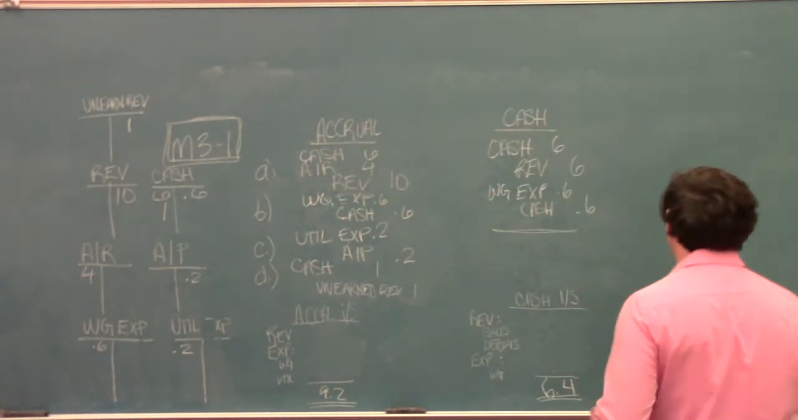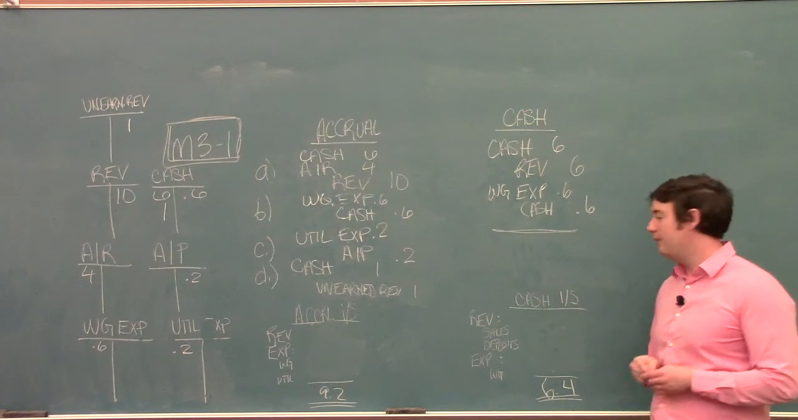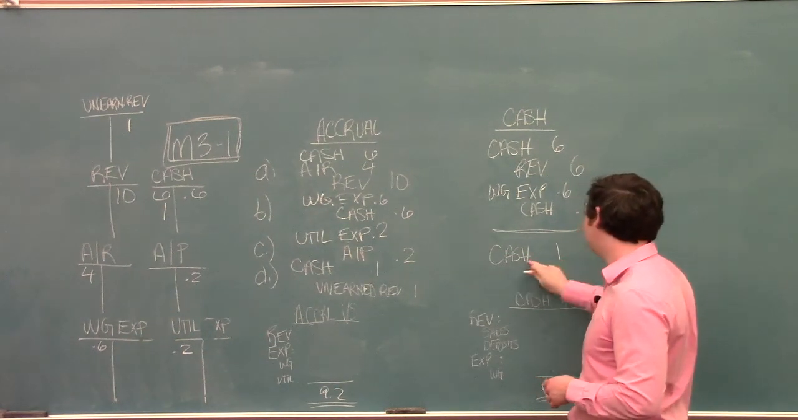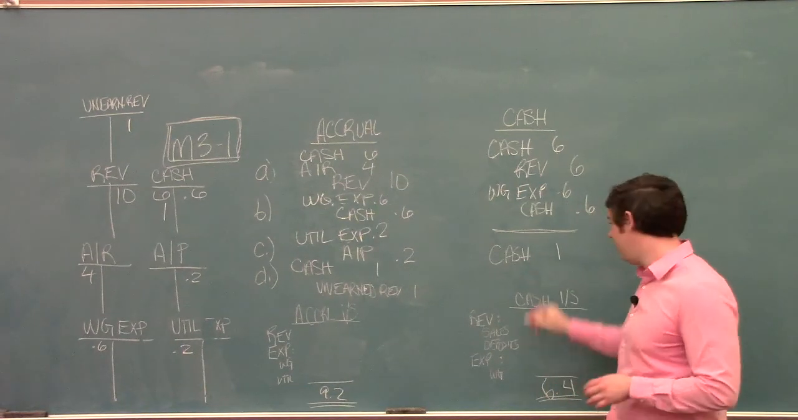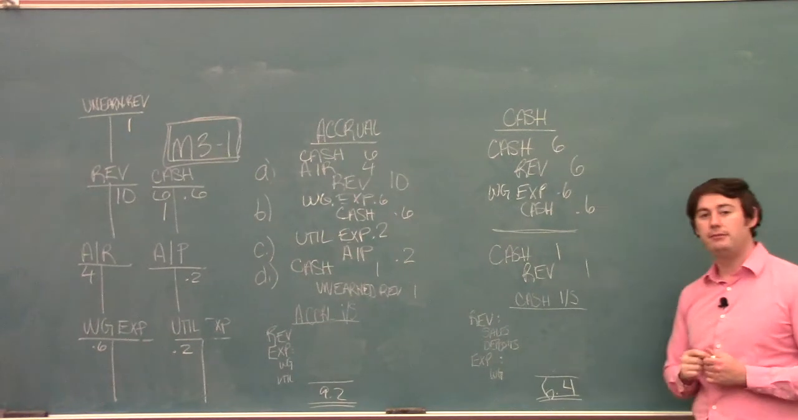Now let's go over here to cash. What does the cash basis accounting care for? Cash. It's received cash of $1,000. It couldn't care less whether or not it's actually performed the service, so it simply records revenue here of 1, okay?